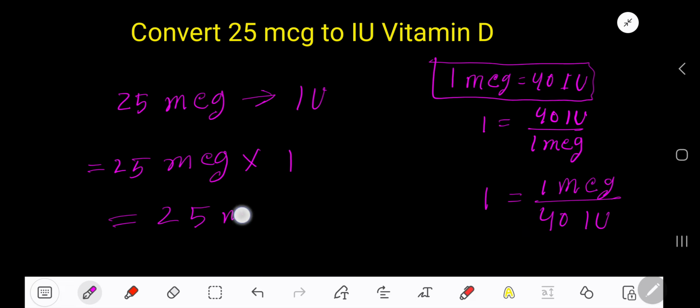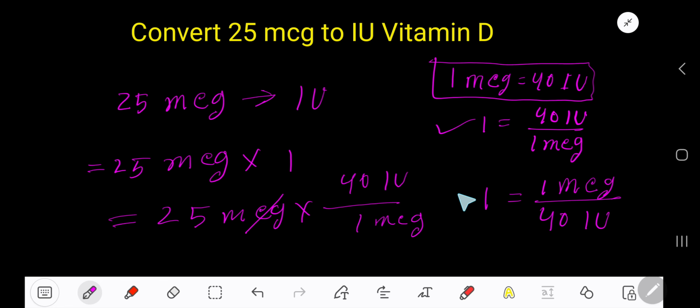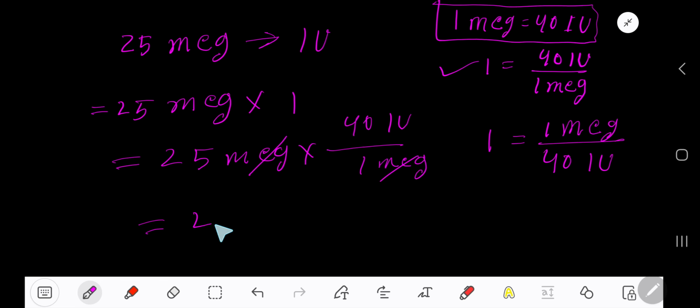Look here, our target is to cancel this microgram, so microgram will come here. Okay, so we have to select this conversion equation, 1 microgram then 40 IU, then cancel this microgram, so we are getting 25 times 40 IU.